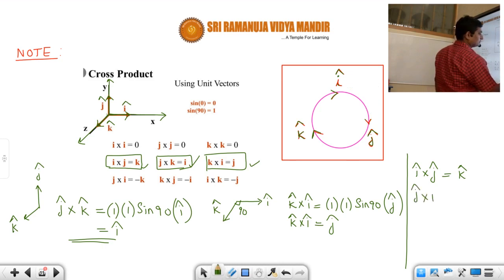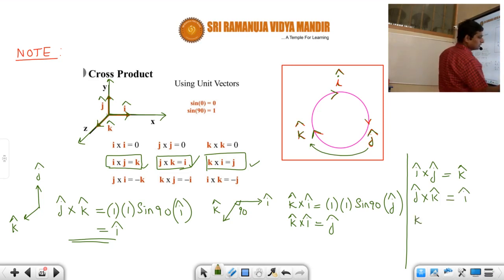Suppose you want j cross k, students. Let us see where j is here. j, and then you go towards k, and it is in the same order, that means in a clockwise direction only. So what is the next unit vector, students? After k, i. Therefore, j cross k is i.